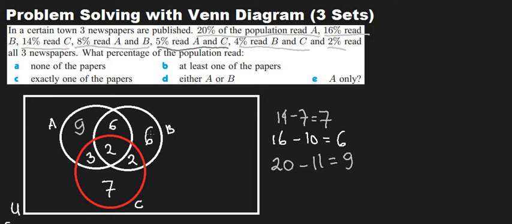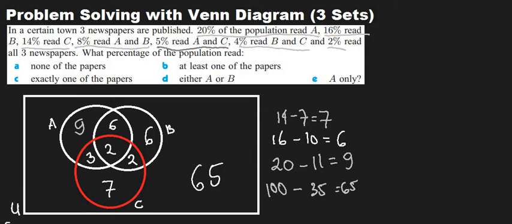We have 9 plus 6 plus 6 plus 3 plus 2 plus 2 plus 7. We have 35. It means 35% of the population read the newspaper. The remaining, 100% minus 35%, is 65. It means 65% of the population does not read newspaper. 65% outside.